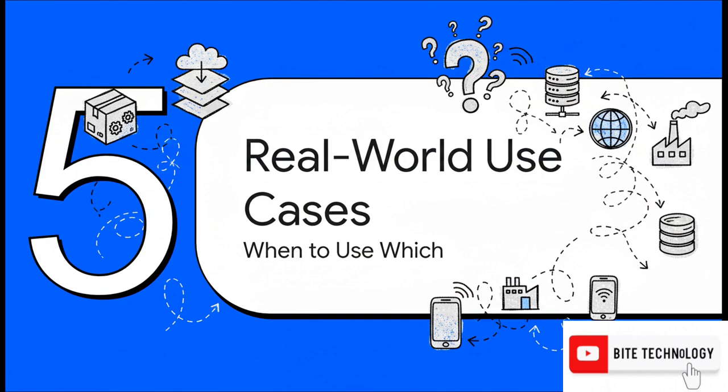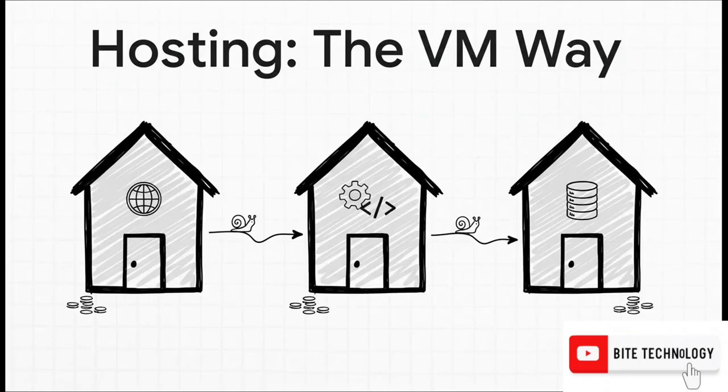Okay, enough with the theory. Let's talk about how all this stuff actually plays out in the real world. When would you actually choose to build a house instead of just renting a room? So back in the day, hosting a web application meant you built a whole little village of VMs. You'd have one house just for the web server, another house for the application logic, and a third separate house for the database. And yeah, it's incredibly secure, but think about all that waste.